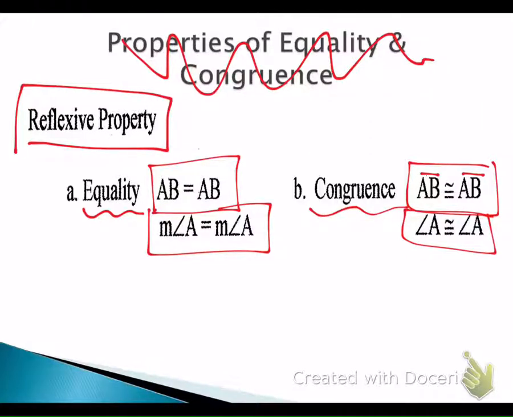So reflexive property, it's kind of like something's looking in the mirror at itself, right? Except that it's not flipped. It's not a mirror image of itself. It's just the exact same thing on one side of the equal sign as the other. Okay, something is equal to itself, or if we're talking about the actual segment or the actual angle, it's congruent to itself.